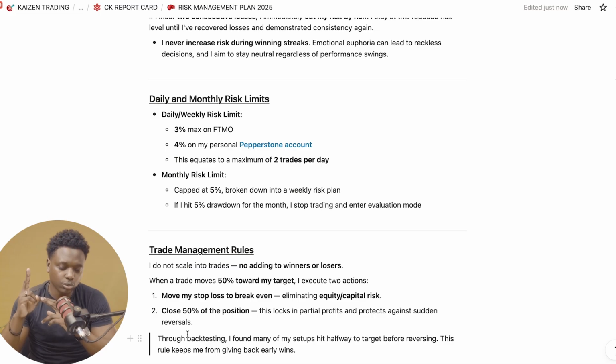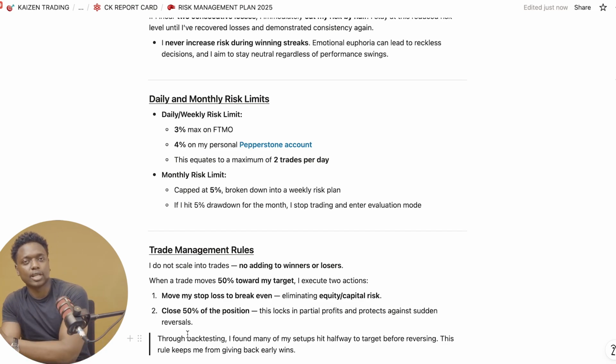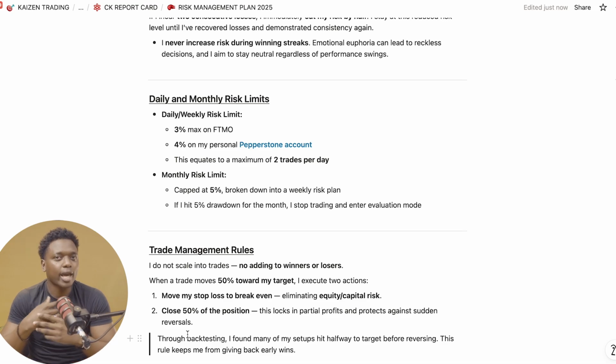So for me, that's the trade management rule I have. Number 1, break even. Number 2, close 50% of the position to lock in part of the profit I have running. And like the saying goes, haba na haba hujaza kibaba. You'll be shocked how much locking in profits can amount to at the end of your trading period.